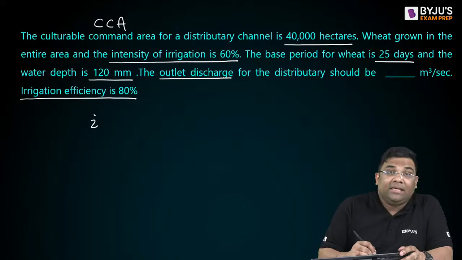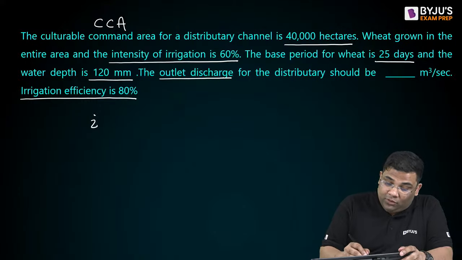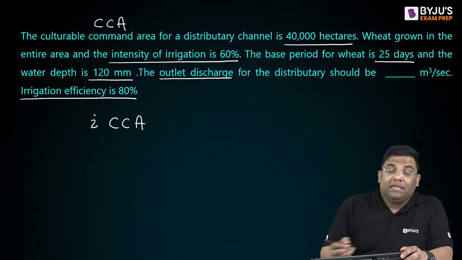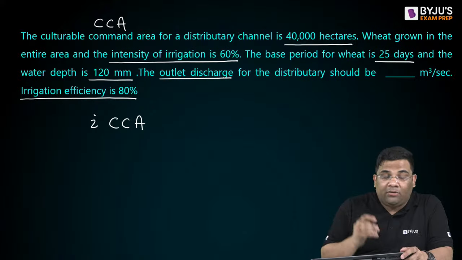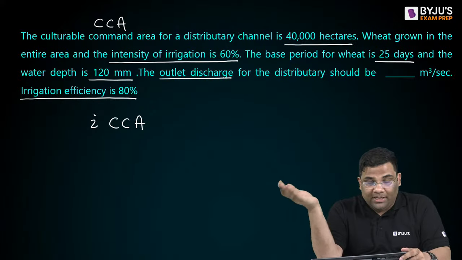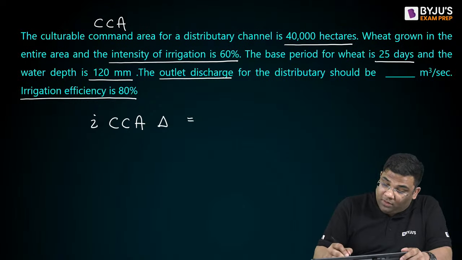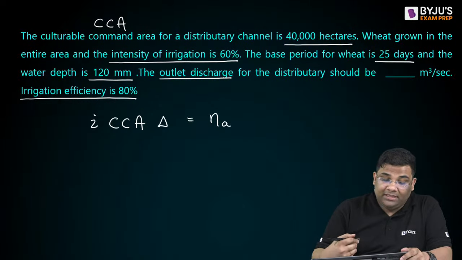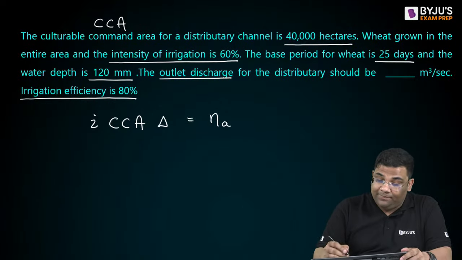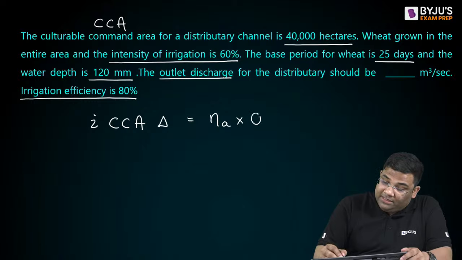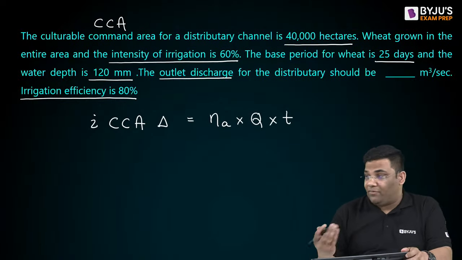Your intensity of irrigation into the culturable command area, or cultivable, same thing, right? Into the depth of irrigation, this will give the volume, that is equal to what? The water application efficiency or irrigation efficiency, I can say, into the discharge into what? The time, or can say the period of irrigation.